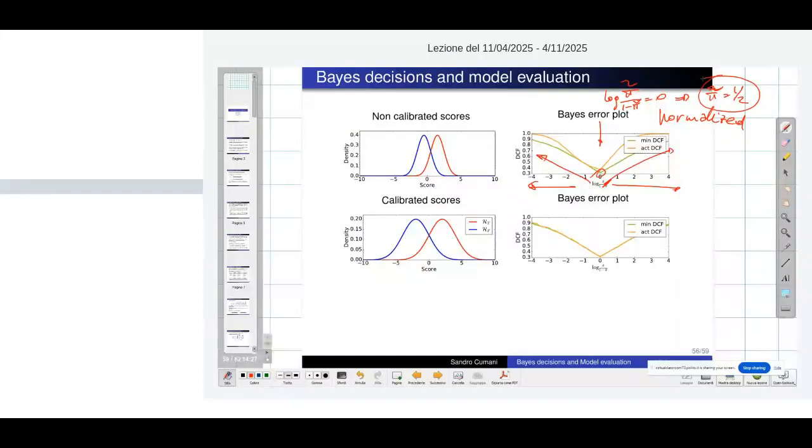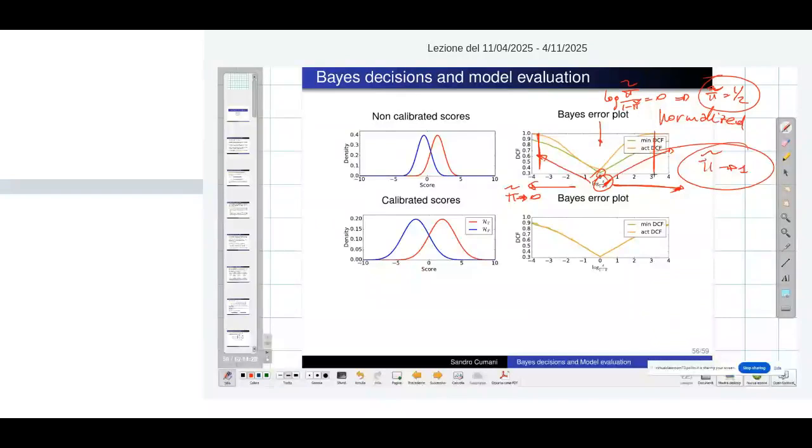If I move on the right, it means that pi tilde goes towards 1. If I move on the left, it means that pi tilde goes towards 0. So the effective prior for class 1 is increasing, so I have more and more unbalanced applications. The farther I am, the more unbalanced my applications, which also shows us, as we will see with unnormalized DCF, that unbalanced applications will typically result in a lowering of costs.